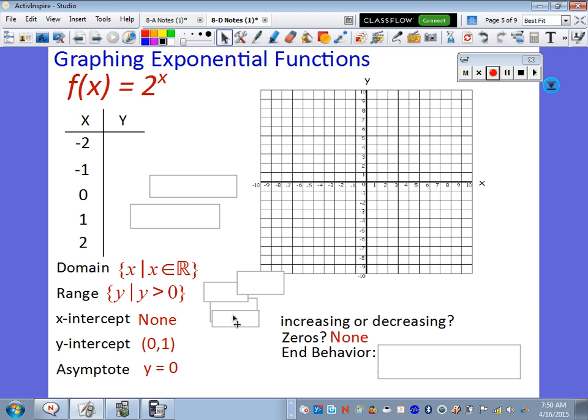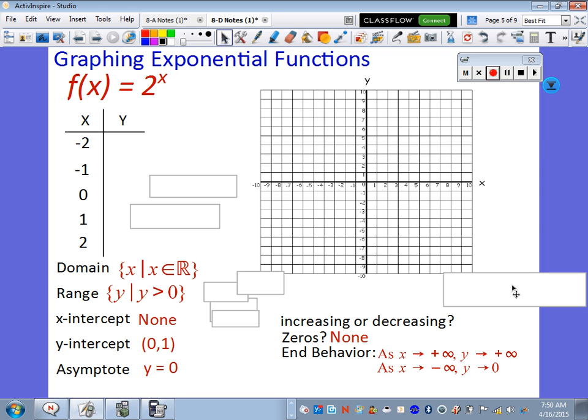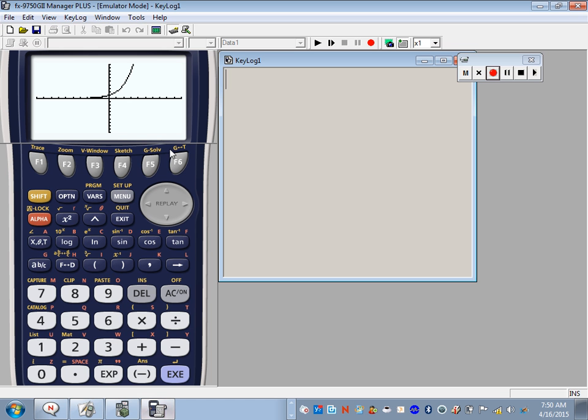And then your end behavior: as x increases, y increases, but as x decreases, y goes to 0. So let's look at that again. As x increases, as you move this way across the line, y is increasing. As you move this way across the line, y is going to 0. That's what that means. And then the next couple of slides are just some more of those examples. So that one pretty much works the same.